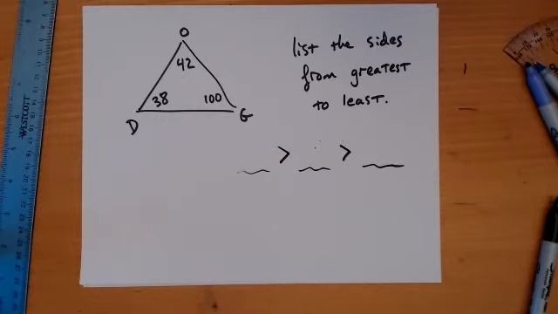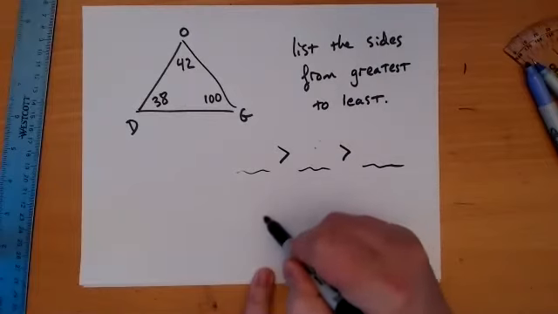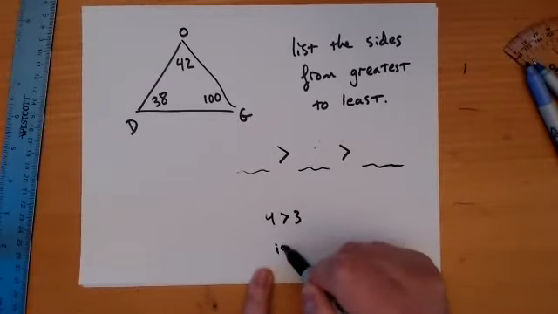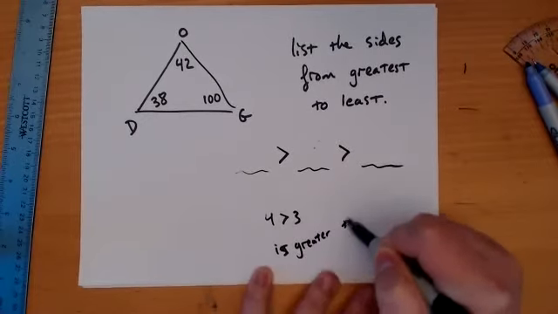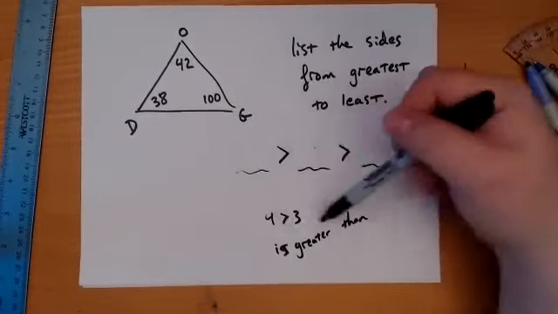Okay, I think everybody has the idea, or at least a lot of you definitely have the idea, but I think what's happening is your symbols are goofing you, or at least some of you. So this is saying greater than. Let's say 4 is greater than 3. So 4 is greater than 3. That's how this symbol works.